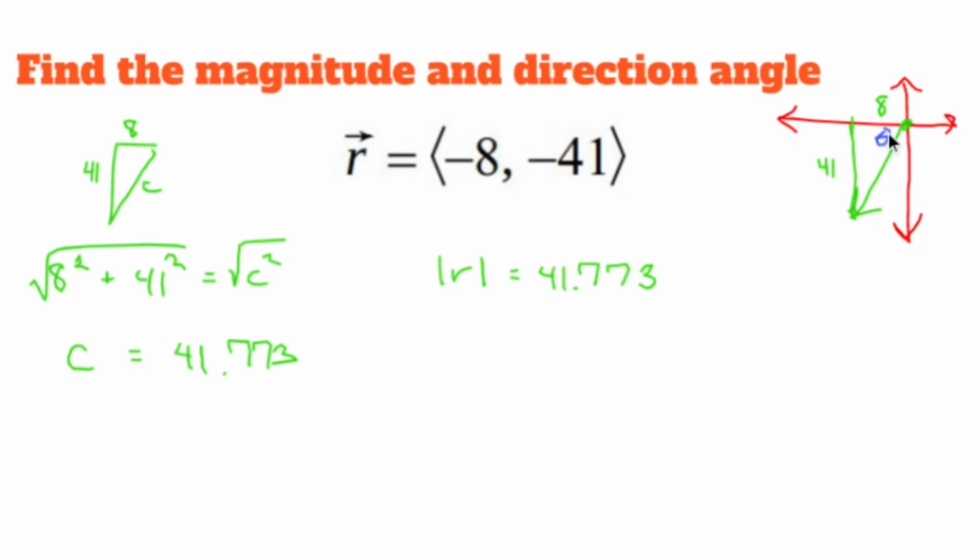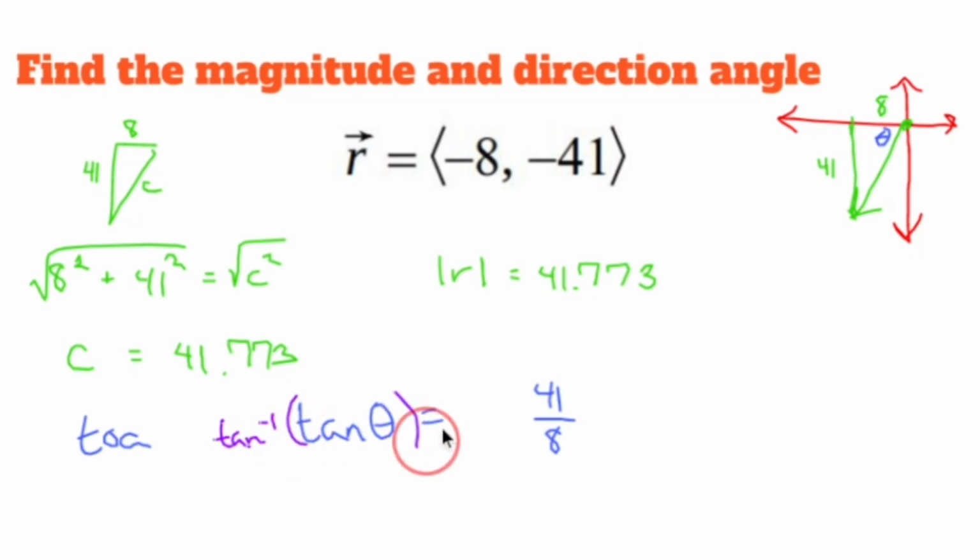If I were to look at this blue angle and compare 8 and 41 to it, 8 is adjacent to the blue angle and 41 is opposite. So we need TOA, which means the tangent of that blue angle is going to equal the opposite side, 41, over the adjacent side, 8. So let me give myself a little bit more space. You'll see why 41 over 8. To get that theta all by itself, we take the inverse tangent. So inverse tan, inverse tan.